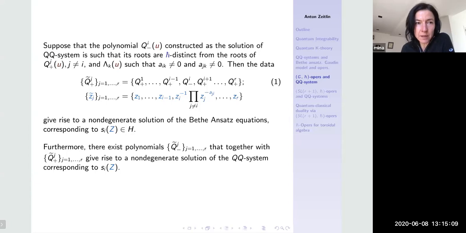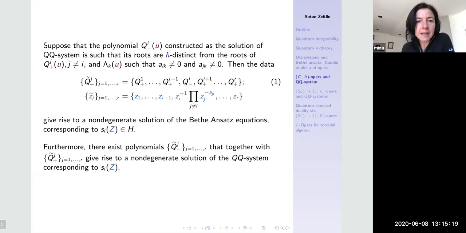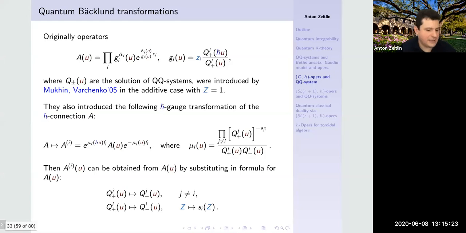You have one Q polynomial for each node of the Dynkin diagram. So I is the Dynkin diagram index. You see, here is A of U. A of U is this product of GI alpha I check. And each GI is a ratio of two Q pluses. Okay, I runs from one to R, where R is the rank.